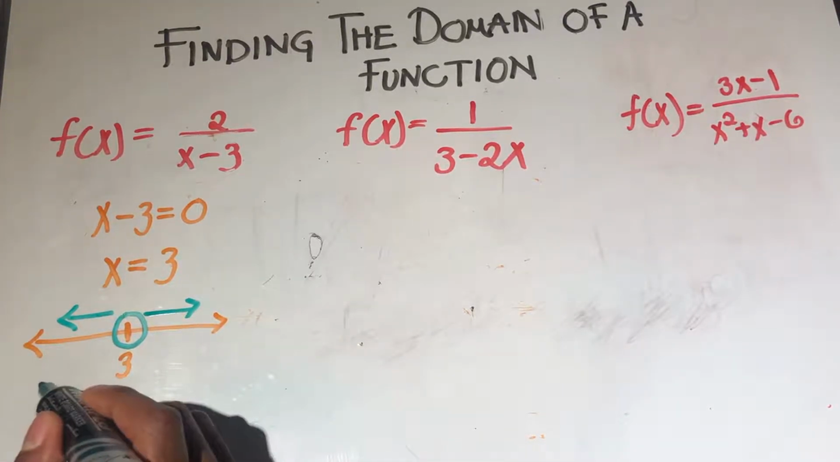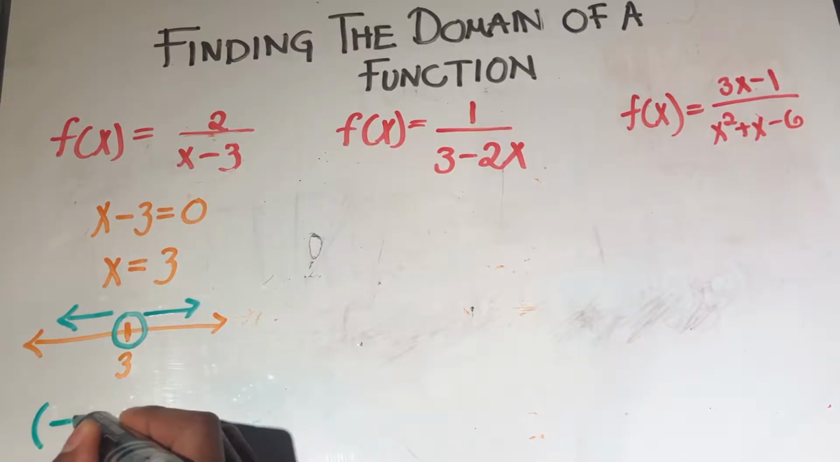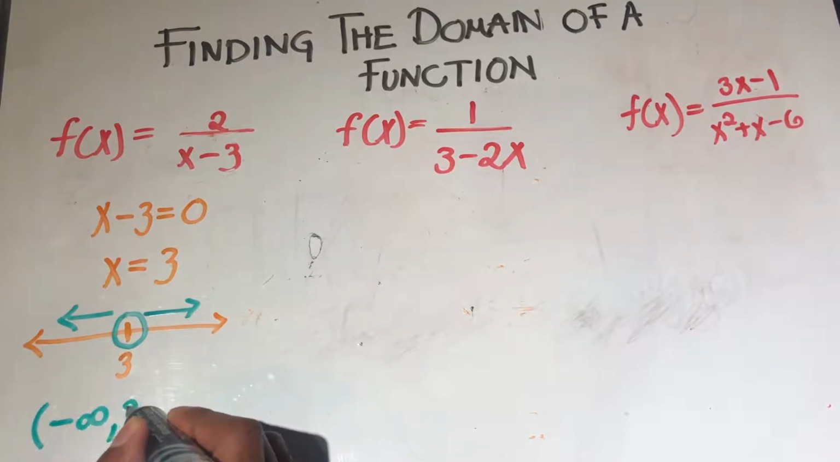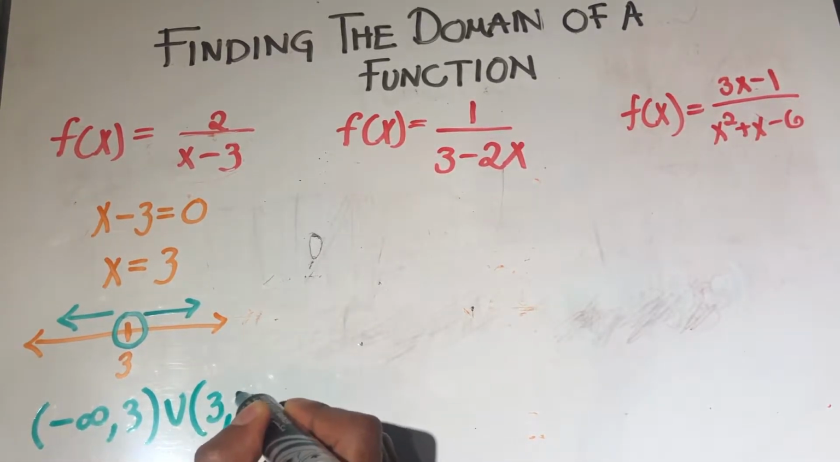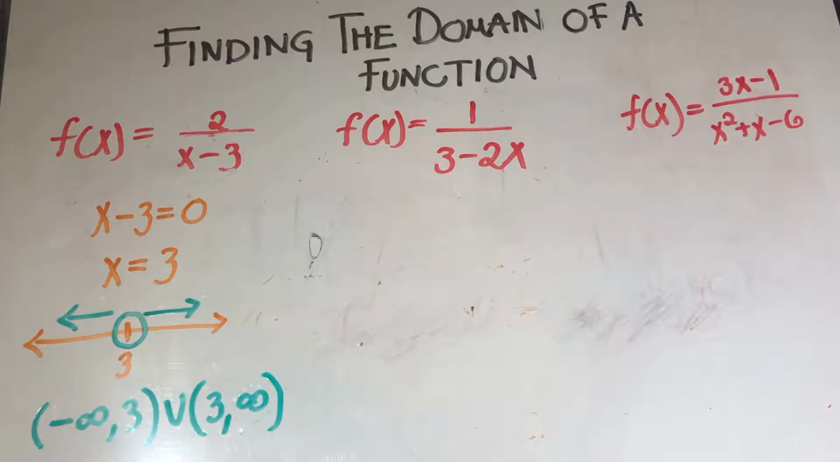And to write this in interval notation, this is going to give us negative infinity to 3 union 3 to infinity. And that's it.